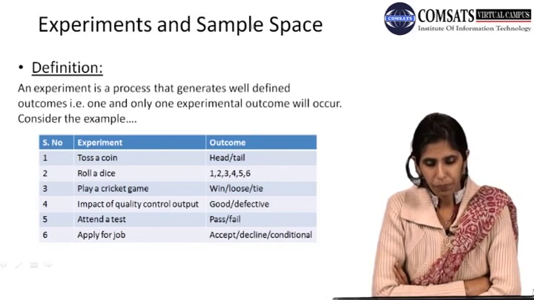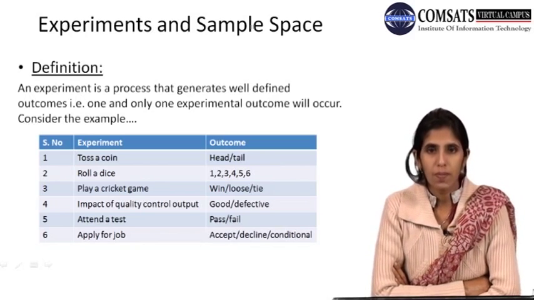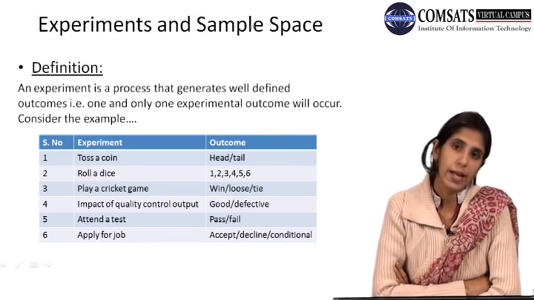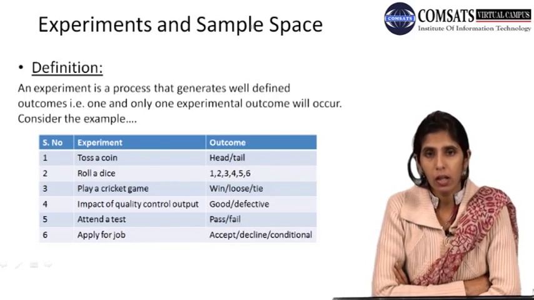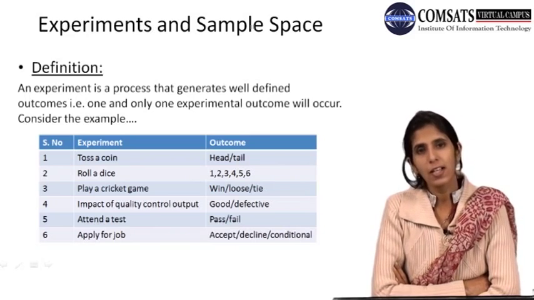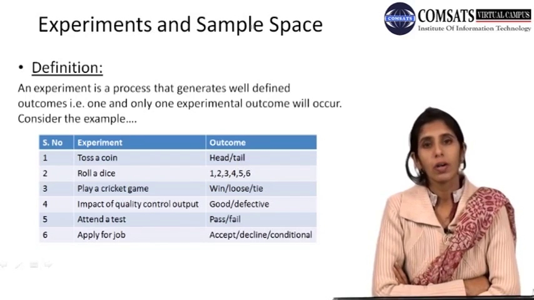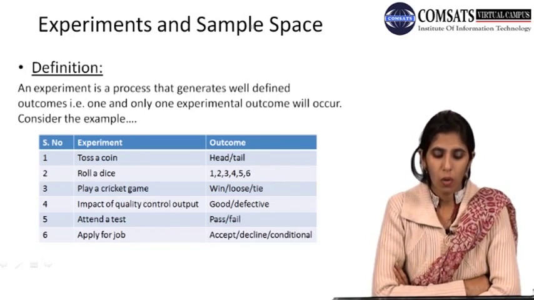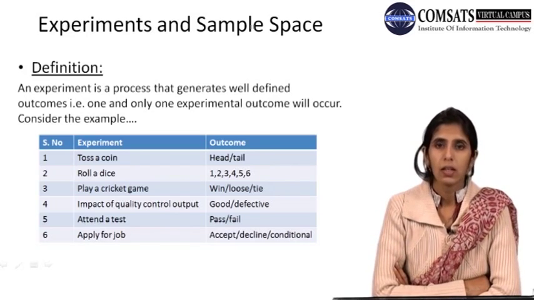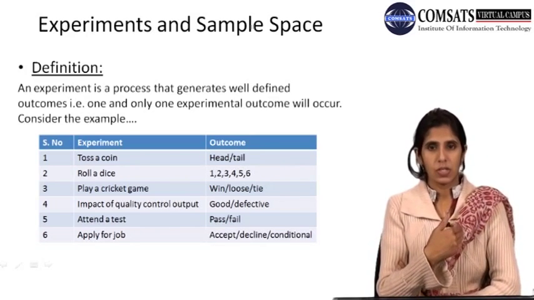Like, for example, if you're tossing a coin, two outcomes are likely to happen. Whether head will appear or tail will be shown. When we are tossing a coin, it's not possible that head and tail appear simultaneously. So, two possible outcomes of tossing a coin. Rolling a dice. When we are rolling a dice, it has four facets, right? Six facets.